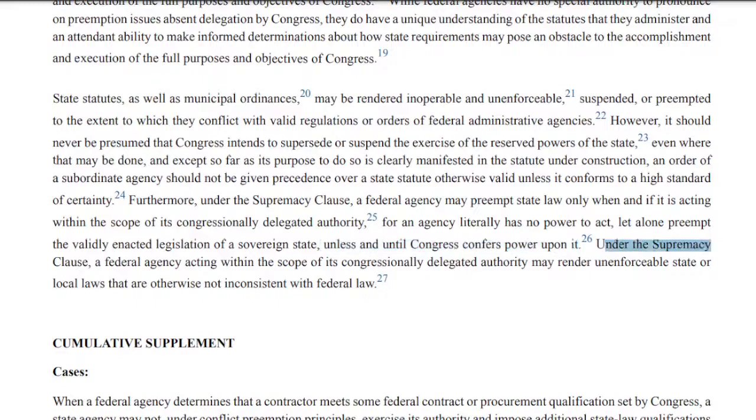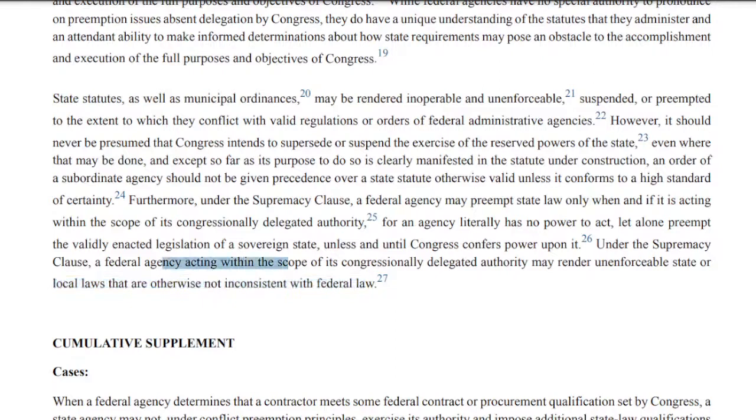Under the Supremacy Clause, the federal agency acting within the scope of its congressionally delegated authority may render unenforceable state or local laws that are otherwise not inconsistent with federal laws. So, get this, under the Supremacy Clause, a federal agency acting within the scope of its congressionally delegated authority, which we saw here, and that relates to this footnote, may render unenforceable state or local laws that are otherwise not inconsistent with federal law.